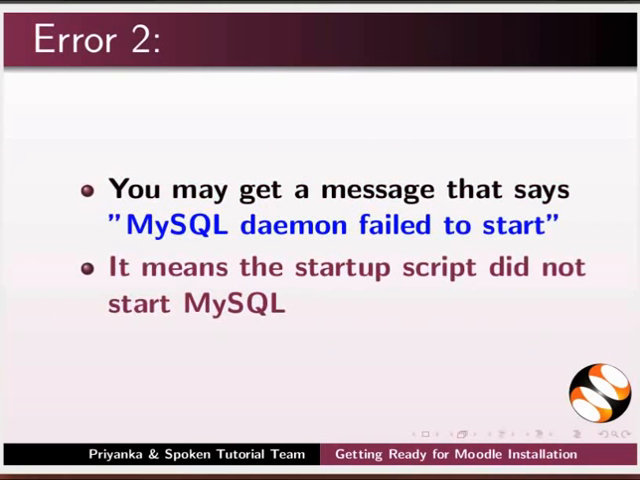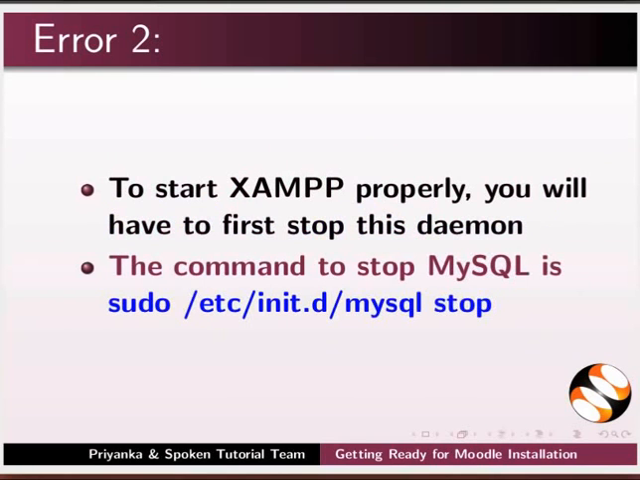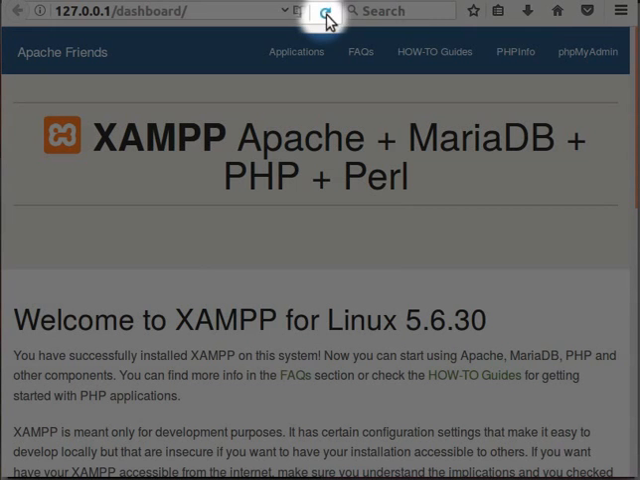You may get a message that says MySQL daemon failed to start. This means the startup script did not start MySQL. This indicates that there is another database instance already running. To start XAMPP properly, first you have to stop this daemon. This command will stop MySQL: sudo space /etc/init.d/mysql/stop. Resolve all the errors and get XAMPP running successfully. Then switch to your web browser and refresh the page.